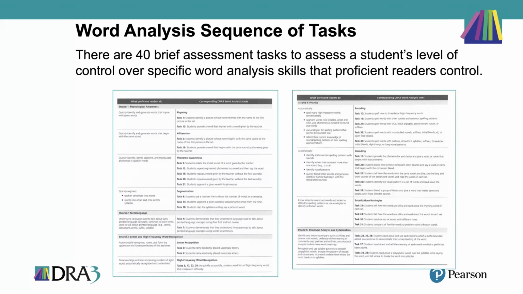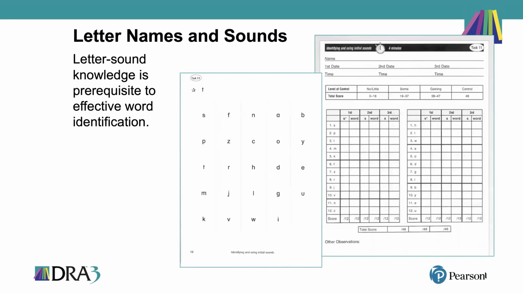Each assessment in word analysis is sequenced in order of difficulty. For example, learning letter names and their corresponding sounds is an important first step in the reading process. Letter sound knowledge is prerequisite to effective word identification. The letters in this task are arranged so the more challenging letters are in the last two rows.